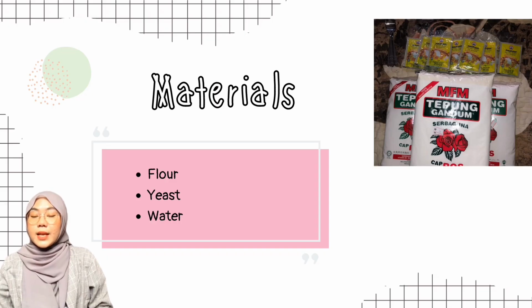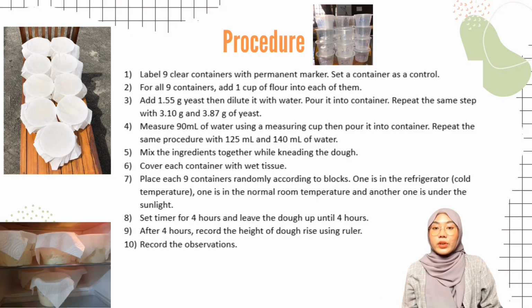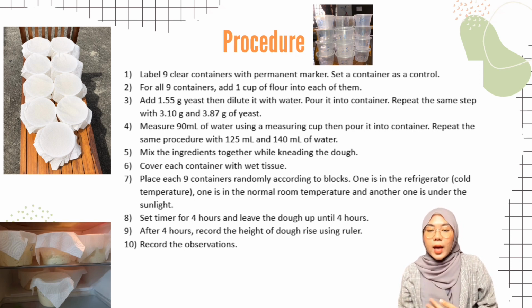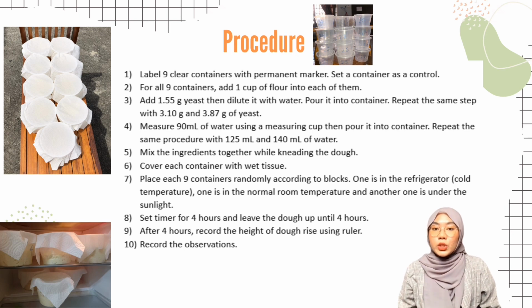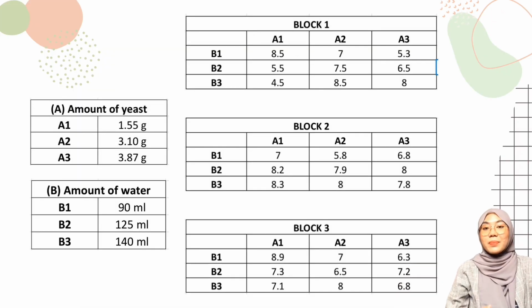Materials that are used in this experiment are flour, yeast, and lastly water. Based on the figure, this is the procedure that we followed, and the crucial part in this procedure is step 7, where we need to place each of the 9 containers randomly according to blocks. One is in the refrigerator, which is in the cold temperature, another one is at normal room temperature, and the last one is under the sunlight, which is in the high temperature. The table behind me shows the data of the dough height after leaving it for 4 hours according to blocks. And here we go, this is the final result of the dough rise, influenced by the amount of yeast and the quantity of water.